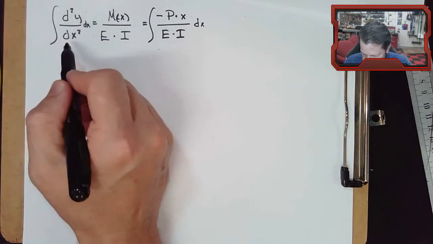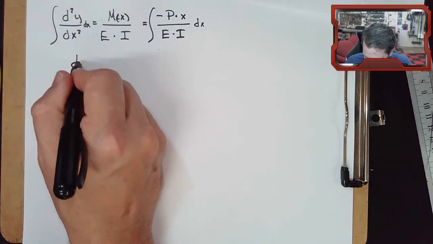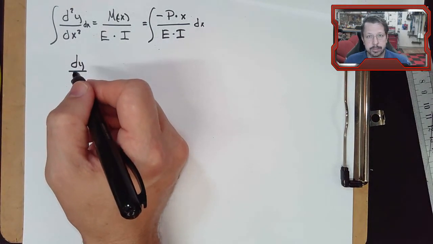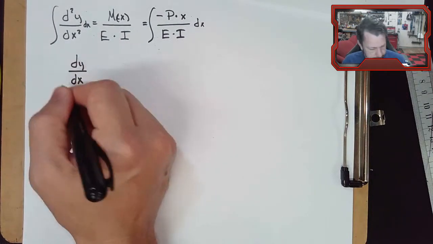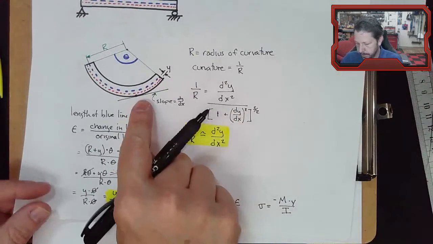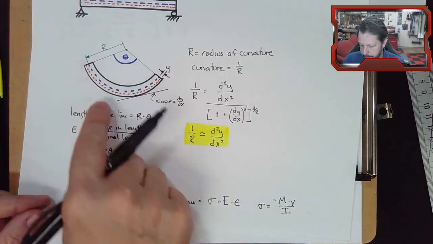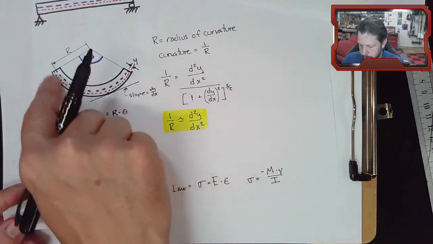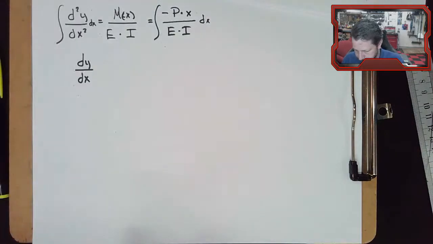So this side is just dy dx, which is just the slope. That is just theta. So that dy dx is, if I can find our first sheet, that's the slope of this tangent line at any point. But it's a function of x now, so we can put it at any point on the beam and get the slope at any point.